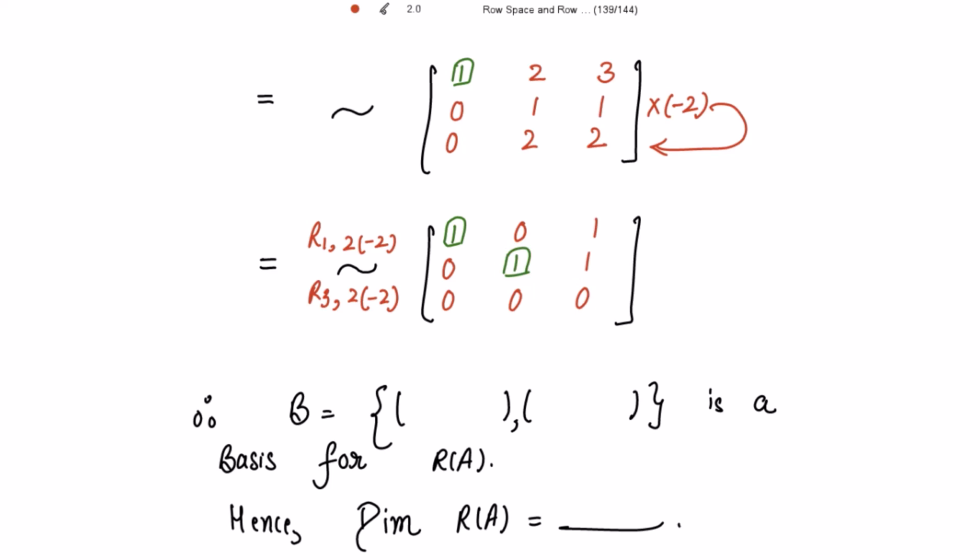So therefore, writing the basis for the row space of A: from the first row we get 1, 0, 1. From the second row we get 0, 1, 1. So these form the basis for the row space of A. And how many elements are present in this basis? There are 2 elements. So the dimension of the row space of A is equal to the number of basis vectors present in the row space of A. So this is 2.